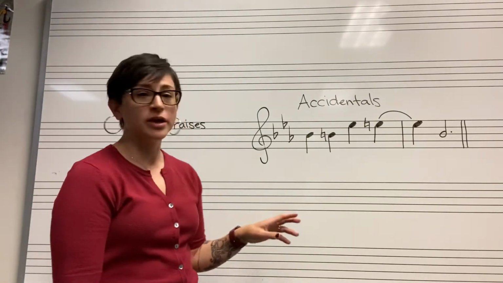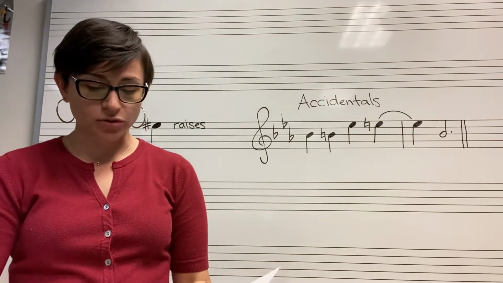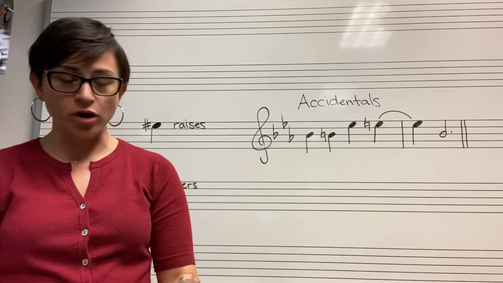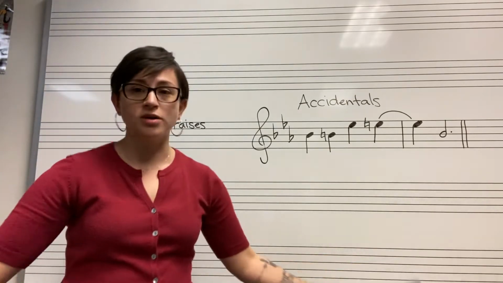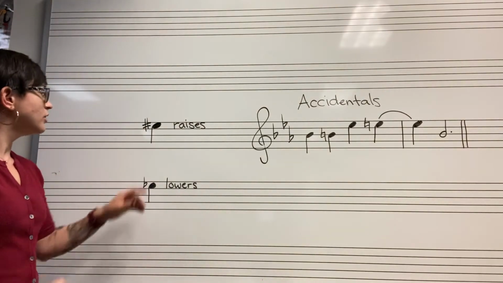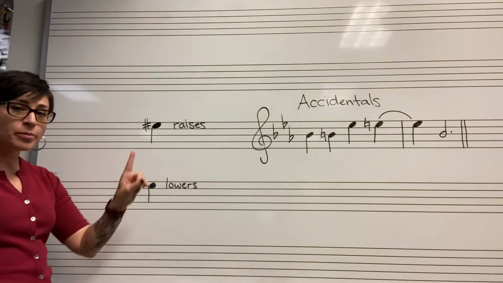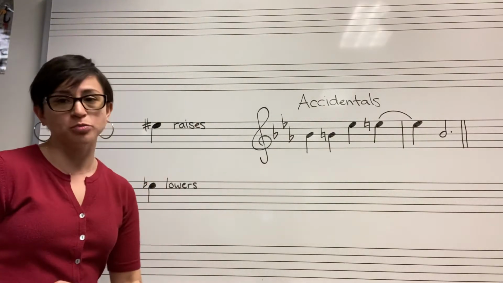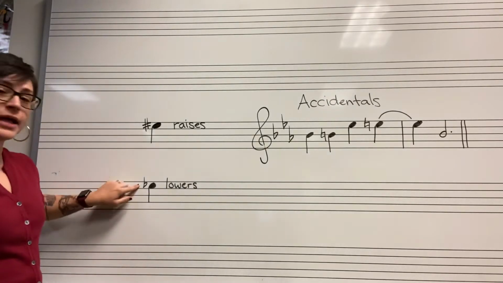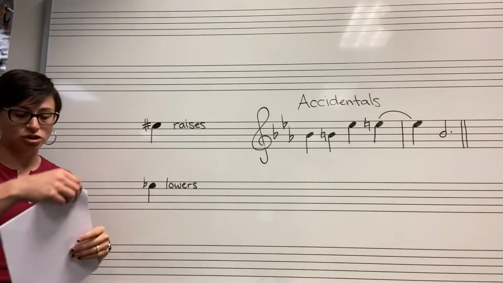All right, so this week you guys are going to be working with accidentals and practicing finding those accidentals on the keyboard, okay? So what is an accidental? Let's review what sharps and flats do. A sharp sign in front of a note is going to raise the pitch by a half step. And then we also have the flat sign. A flat symbol lowers the pitch by a half step.